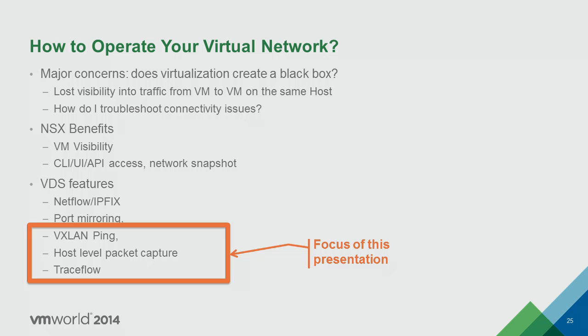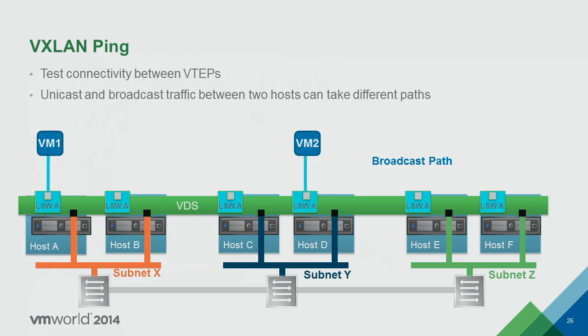VXLAN ping is very similar to your regular ping. What does it do? It basically allows you to test connectivity between two endpoints. The way the workflow would go is, suppose you have two VMs and they are not able to talk to each other. Then you could go to the guest OS, issue a regular ping, and probably it fails. If it succeeds, then things are fine. If it fails, the next thing we want you to do is to check the VXLAN infrastructure connectivity.